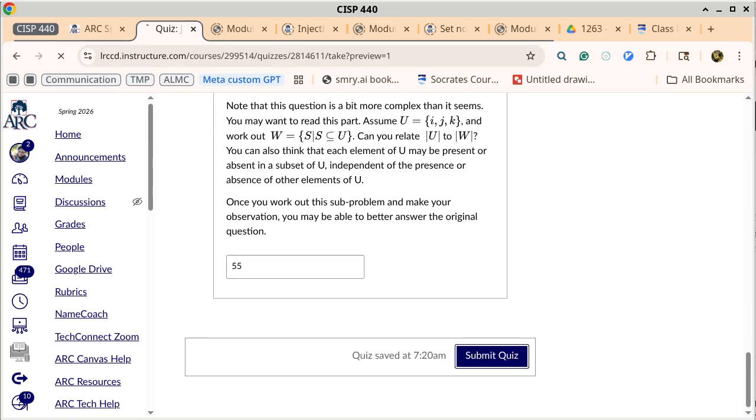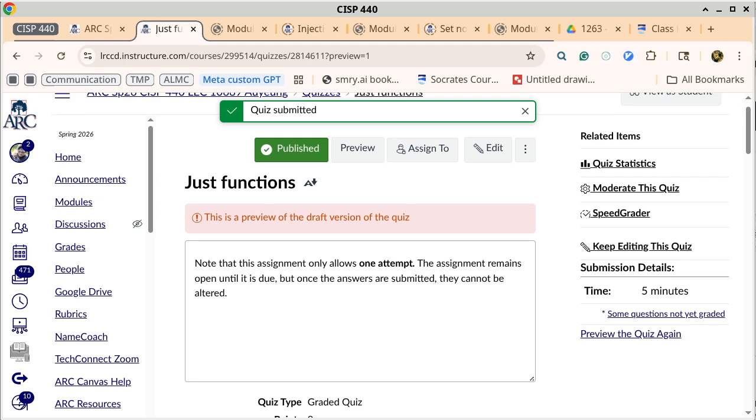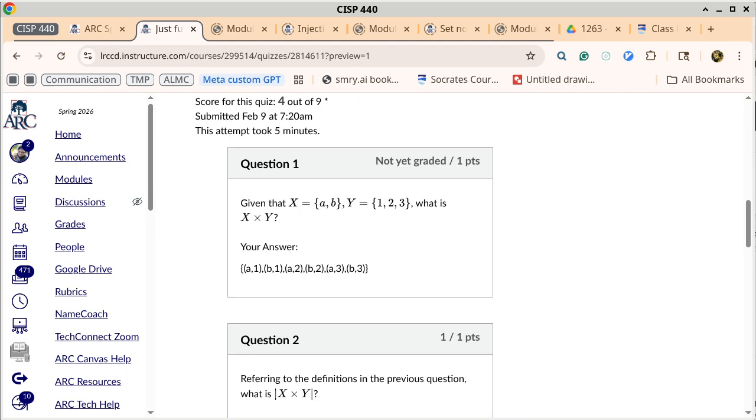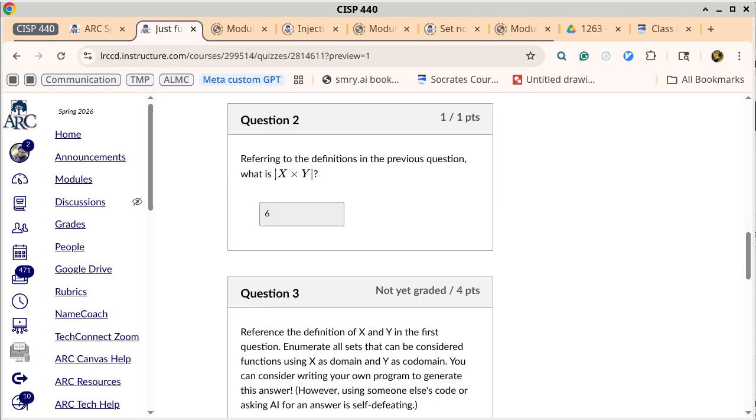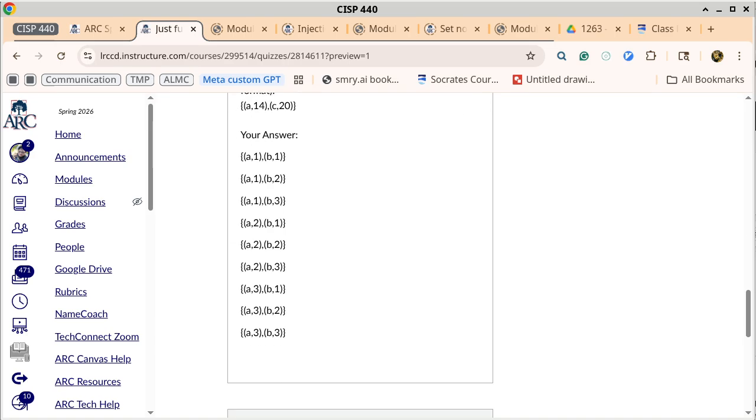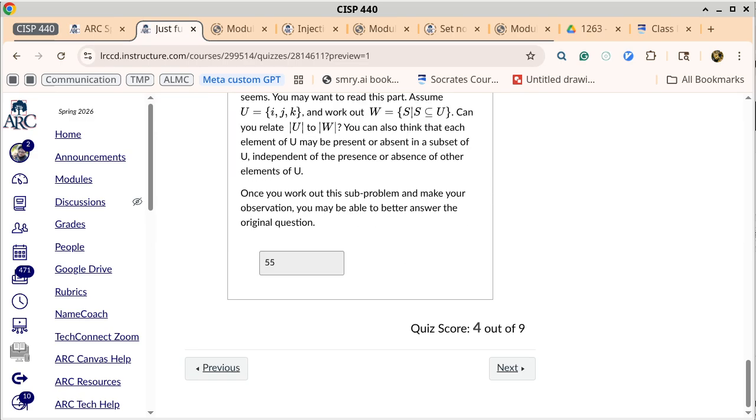All right, so submit quiz. And there are some questions that need to be graded later, because they are like this one. This one is 1 out of 1. This one also has to be graded manually. And then this one is 3 out of 3. So I think that's the best I can do without having to manually grade some of the other answers.